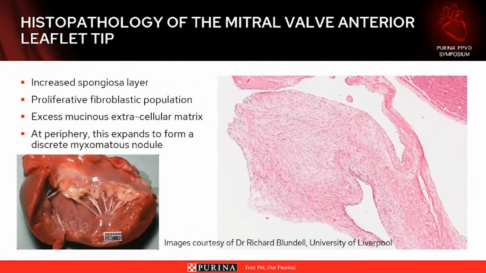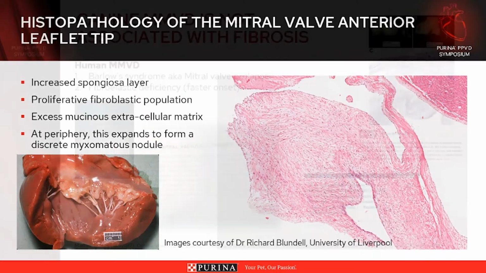The typical nodules that we will recognise on echocardiography and see at gross post-mortem are really due to an expansion of the spongiosa layer. So there's this excess of deposited, almost mucinous extracellular matrix, and these changes eventually develop into this myxomatous nodule, which expands into that appearance. So this is what gives us the nodules that we see with the mitral valve.